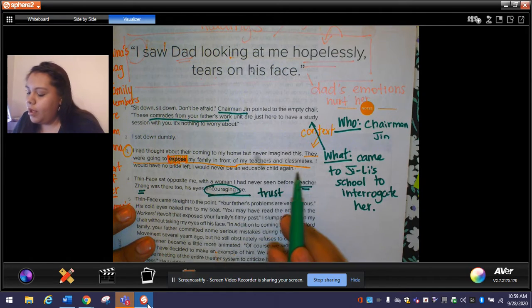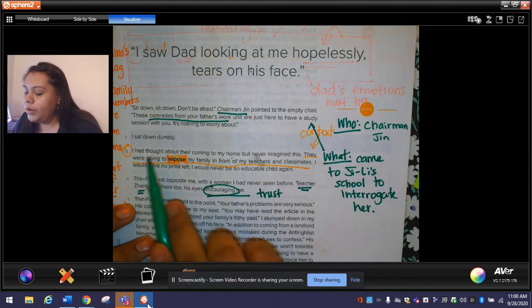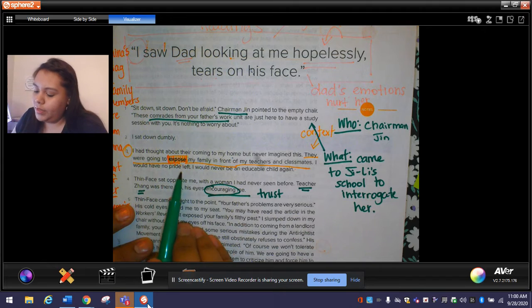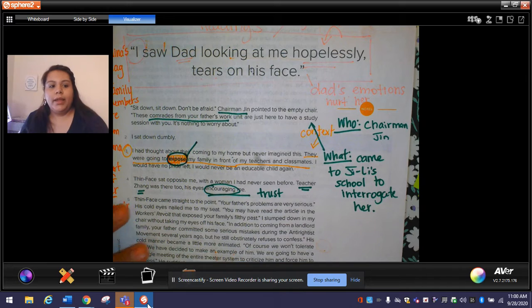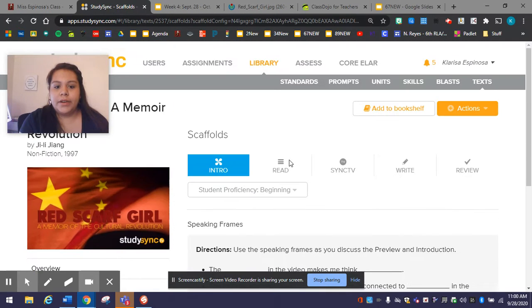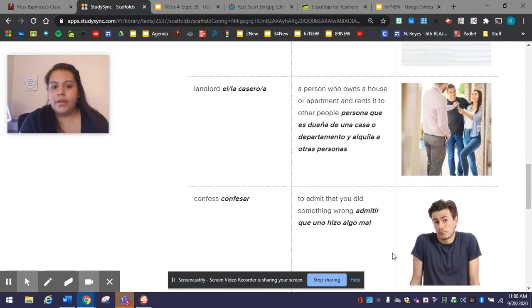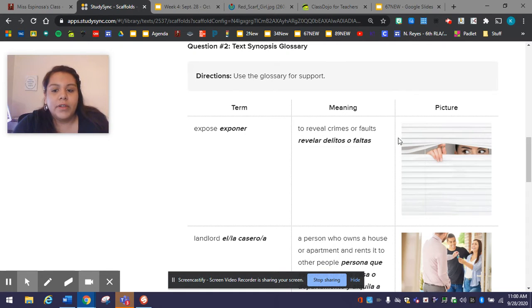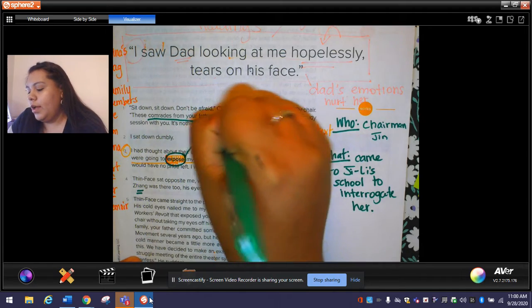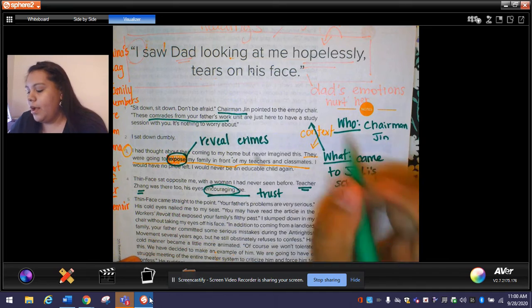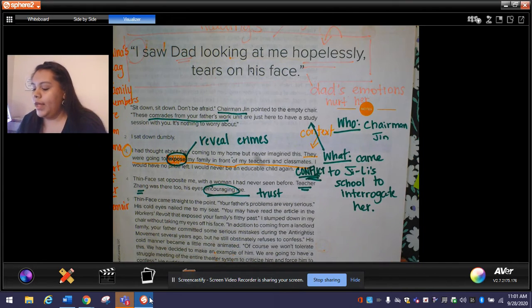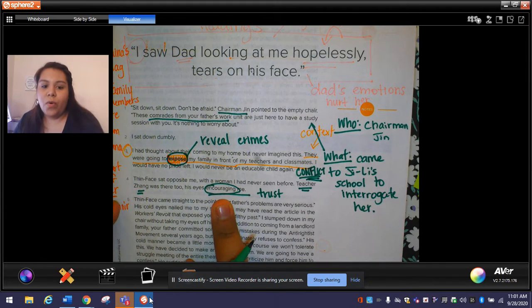But if I look back at this paragraph: I had thought about their coming to my home, but never imagined this. They were going to expose my family in front of my teachers and classmates. I would have no pride left. The word expose. You could have looked it up in the dictionary, which I hope everybody had, but we can also look on our Clever at the vocabulary. Let's take a look. The word expose: to reveal crimes or faults. So it's showing us something. They are going to reveal the crimes of her family. By those clues, I already know that this paragraph is telling me my conflict. It's telling me the problem. And that is why the teacher is there with her. He's encouraging her. He doesn't want her to feel alone. She knows that she's protected.